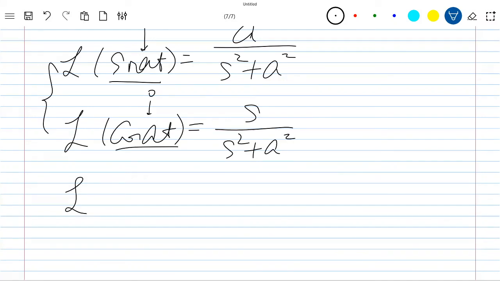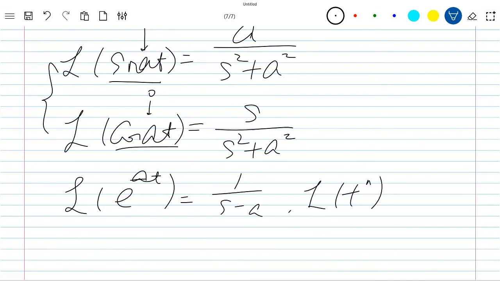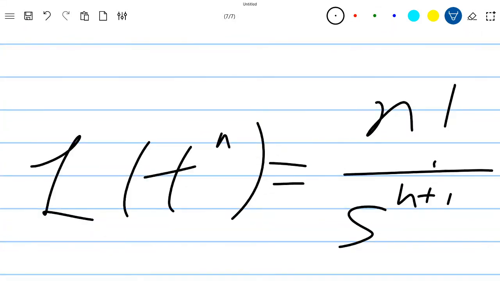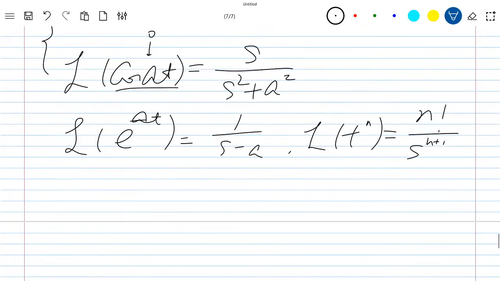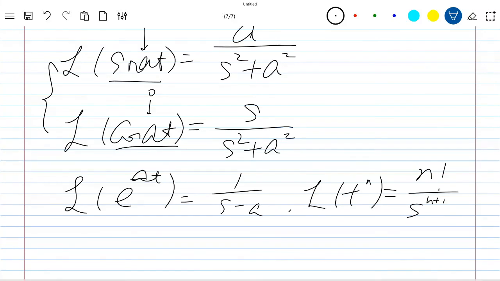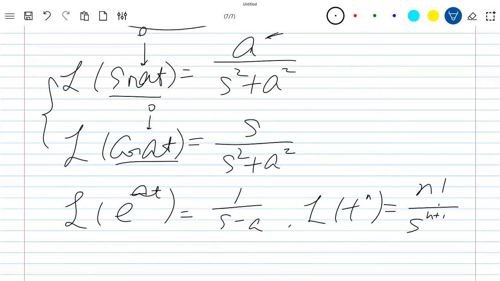Now let me put them all together. L of e to the at equals 1 over s minus a, and L of t to the n is n factorial over s to the n plus 1. Okay, so that's the entire family of solutions of Laplace transform.